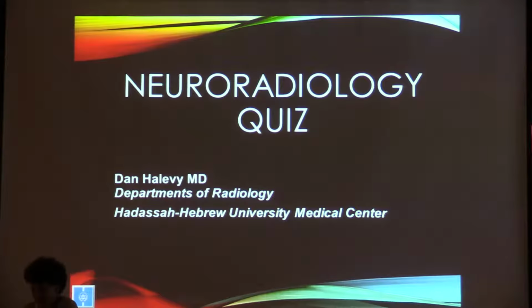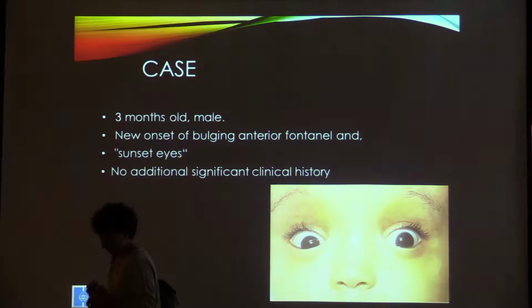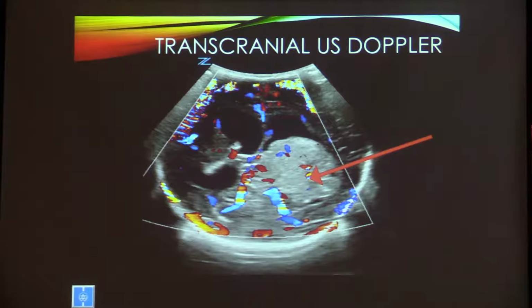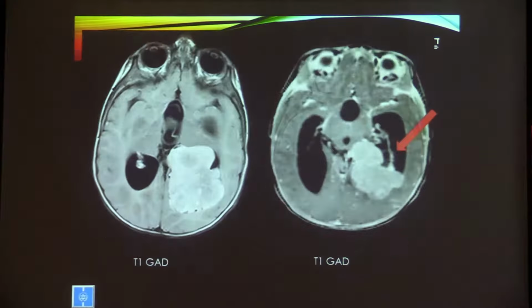Good afternoon. A 3-month-old male with a new onset of bulging anterior fontanel and sunset eyes was admitted to our hospital with no additional significant clinical history. Transcranial ultrasound Doppler was performed, and a large mass in the left lateral ventricle was noted with some blood flow in it. MRI was performed after that on the same day, and we can see an iso-intense mass in the left lateral ventricle with some avid enhancement, a cauliflower shape, and some vessel connecting it to the choroid plexus.